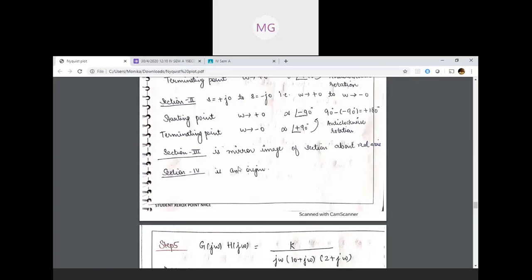Module 5, I have already told you. State model, transition matrix, and how to find the transfer function from the state model. If you prepare these 4 questions, it is more than enough. And module 3, you know Routh-Hurwitz criteria and root locus. Definitely there will be questions.